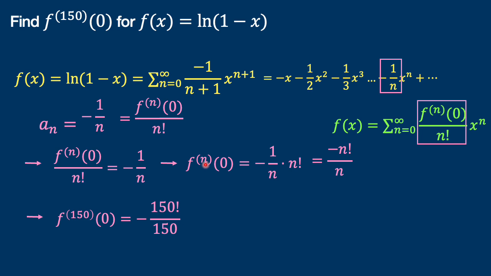Now we are looking for the 150th derivative. You plug in 150. The 150th derivative is going to be negative 150 factorial over 150. 150 factorial means 150 times 149 factorial over 150. The 150 cancels out, and the answer is going to be negative 149 factorial. That's how you find the 150th derivative at 0.